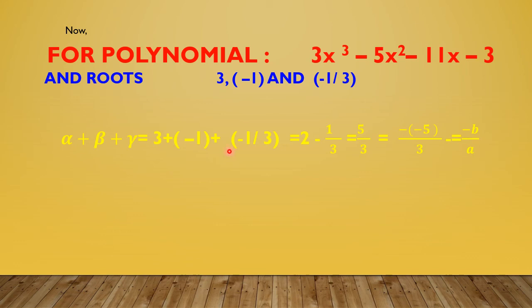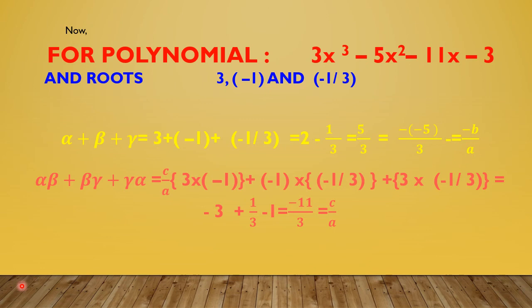As we know, alpha plus beta plus gamma is 3 plus minus 1 plus minus 1 upon 3. On calculating, we are going to get minus of minus 5 by 3, which is minus b upon a. As you can see, b is minus 5. The sum of the product of the two zeros taken at a time, you will get c by a. c is minus 11 upon 3, and when you calculate you also get the same thing. Minus 3 plus 1 by 3 is minus 9 plus 1, is minus 8 by 3, and then again minus 8 by 3 minus 1. When you calculate, minus 8 minus 3 is minus 11 upon 3, and this is again the same relationship, c upon a, when we compare it with the coefficients.